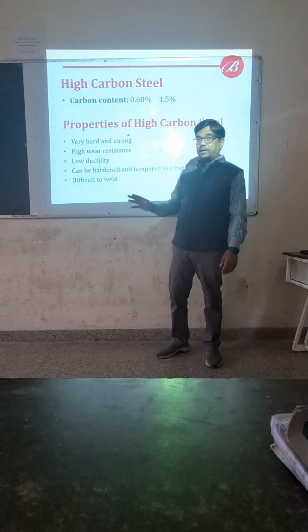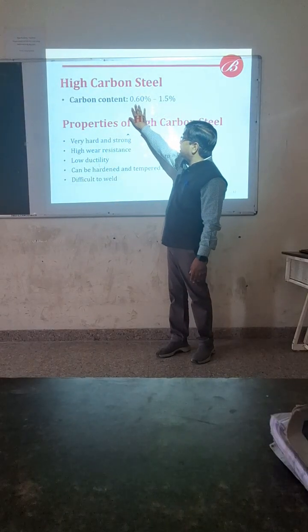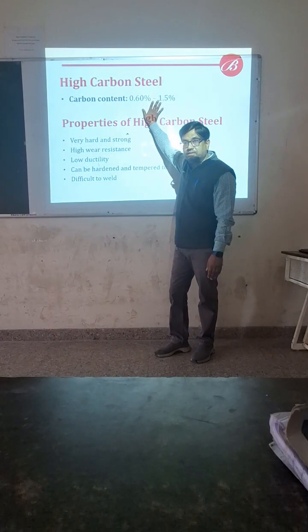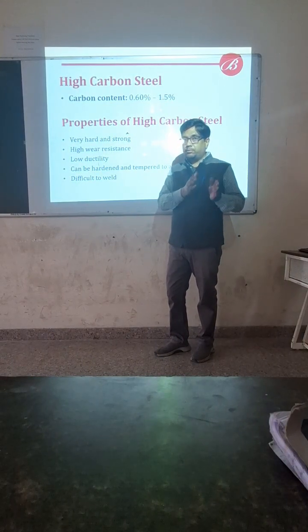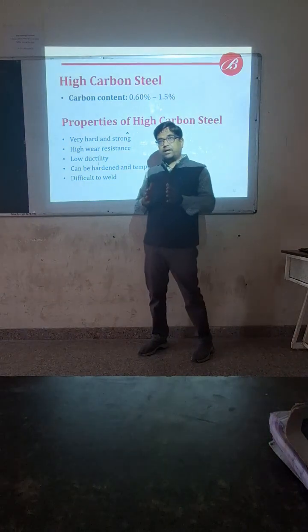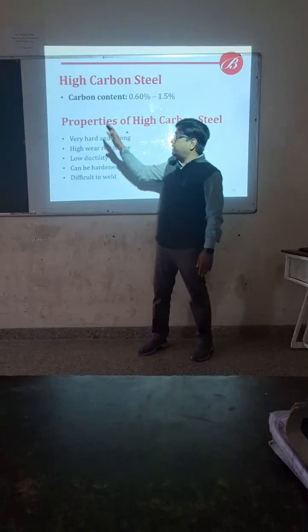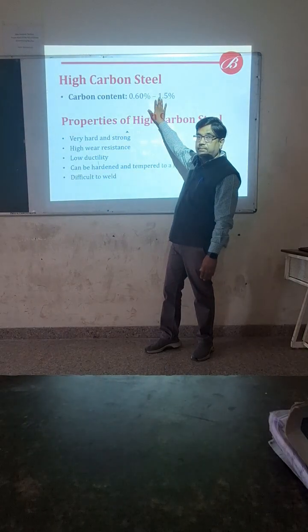Then we come to high carbon steel. In high carbon steel, the carbon content varies from 0.6 to 1.5%. Earlier, in low carbon steel it was up to 0.3%, in medium carbon steel it is from 0.3 to 0.6%, and in high carbon steel it is from 0.6 to 1.5%.